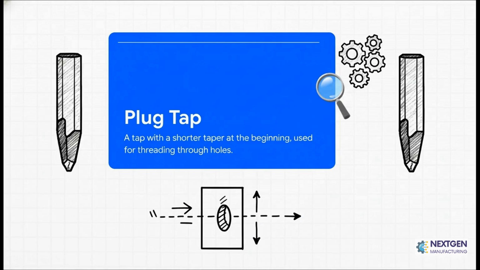Now, let's build on that. Next in line is the plug tap. It has a much shorter taper, which means it starts cutting the full thread a lot faster. This thing is the absolute workhorse for what we call through holes. Holes that go all the way through the material. It's all about speed and efficiency.